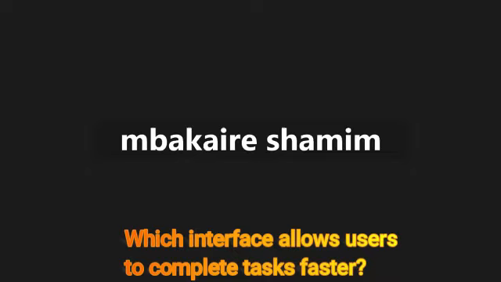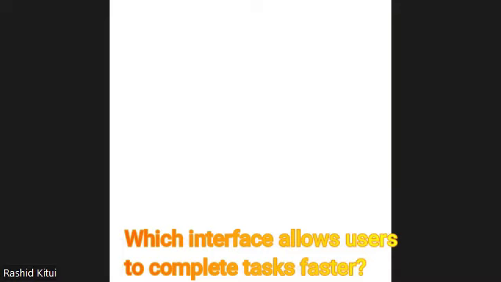Voice interfaces are usually faster because speaking is often quicker than typing or performing physical gestures. For example, saying "navigate to Kampala City" takes only a few seconds. That's great to hear, Shamim.